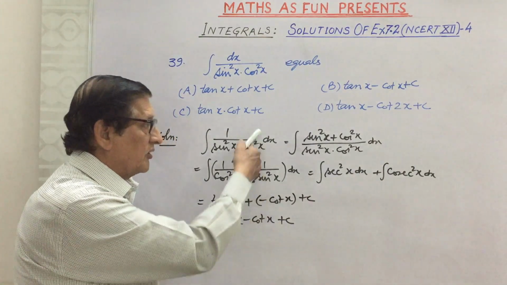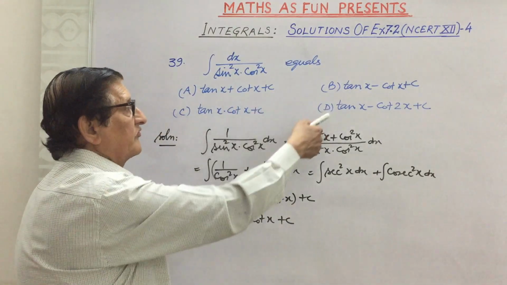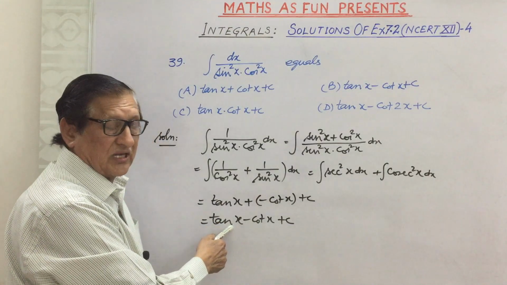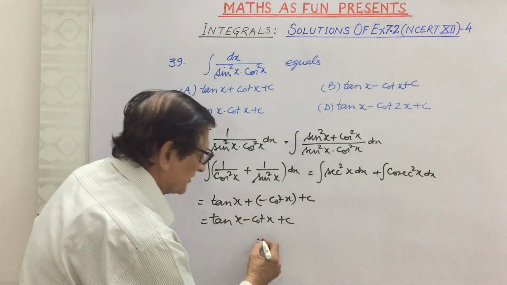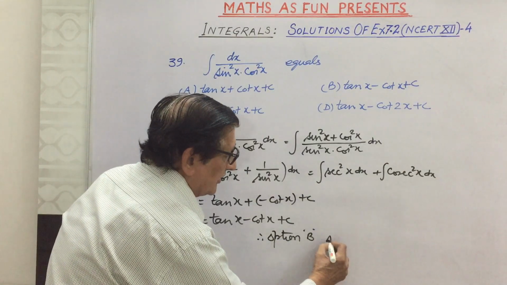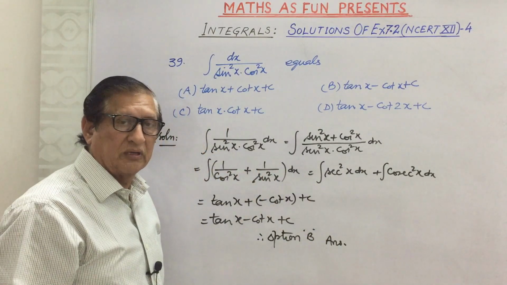This is the answer to the problem, but we have to find it from these options, and we find B is the option which is the same as this. So we can write, therefore, option B is the answer of the problem.